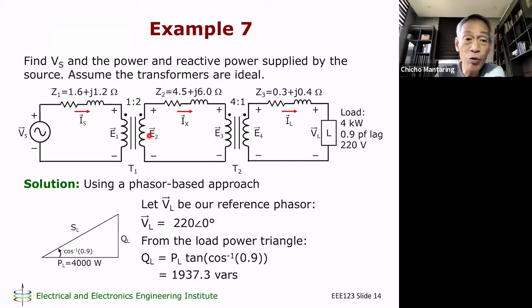If I know E sub 2, I can compute for E1 from the transformer characteristics. If I know I sub X, I can compute for I sub S, and then pwede uli ako mag-KVL dito to determine V sub S. If I know V sub S and I know I sub S, I can use the complex power formula to determine P sub S and Q sub S.